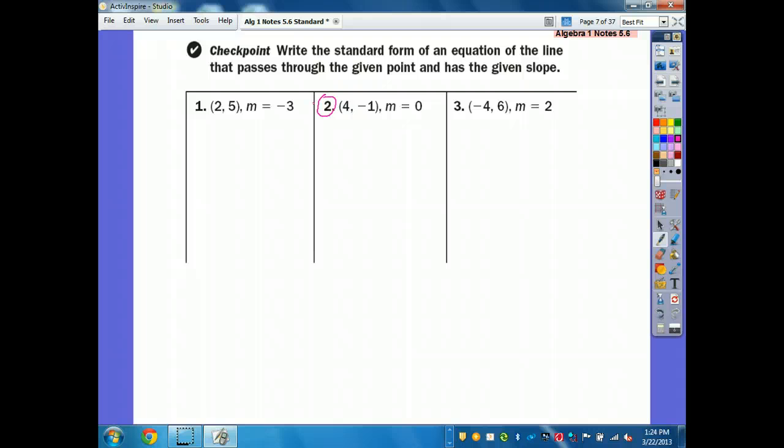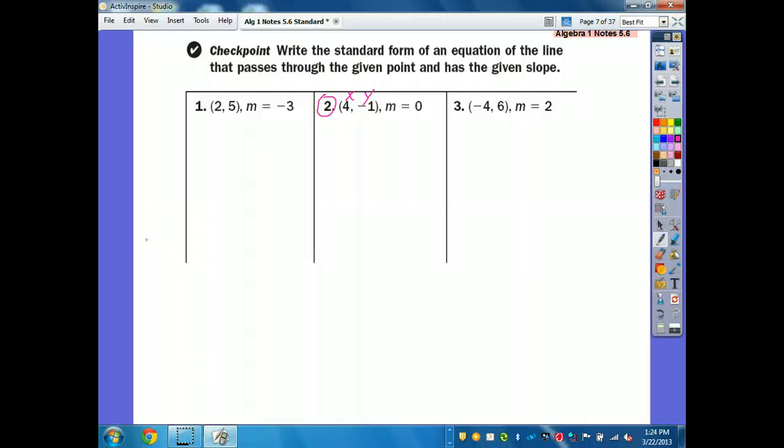First thing I want to do is label my x and my y. How many steps am I going to have to do? It says write the standard form of the equation that passes through. I have to do all 5 steps today. And you've already practiced that extra one on those first 3 examples that we did together on the first page. So now this is actually doing all the steps.